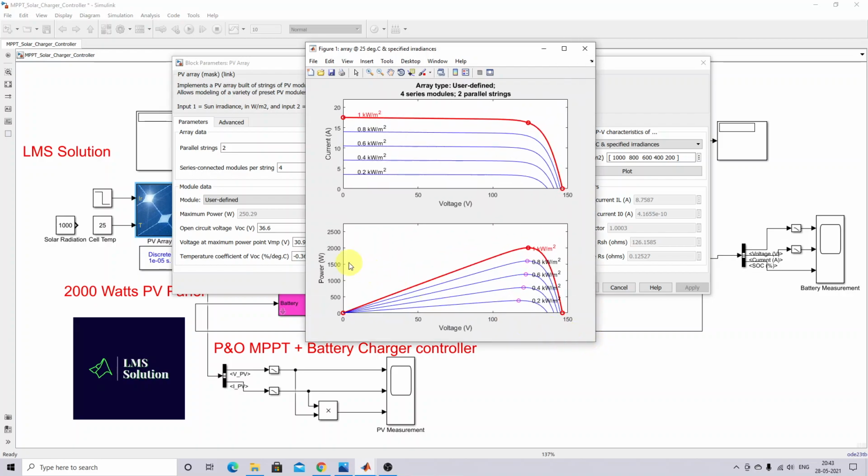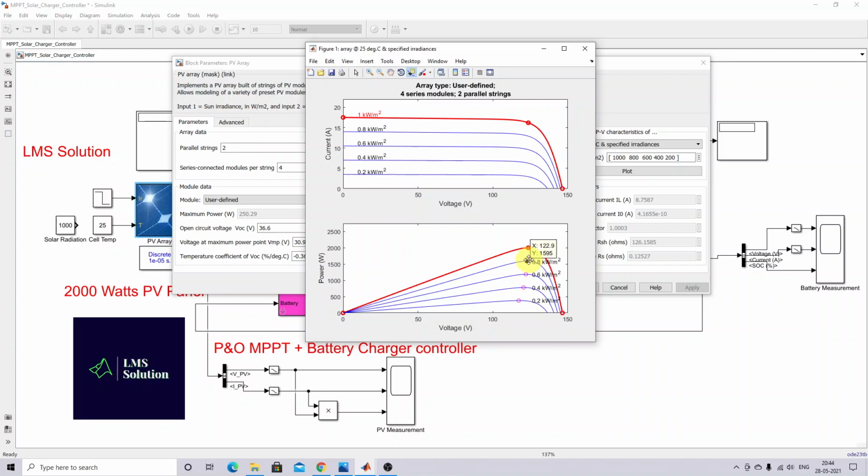Okay, so here you can see this is the maximum power point for different irradiation conditions at 25 degree Celsius. Just select this and then click this one, you will get the voltage and maximum power point for 1000 watts per meter square. So here you can see that the maximum power is 2000 watts, right? And then voltage at maximum power point is 123.6.